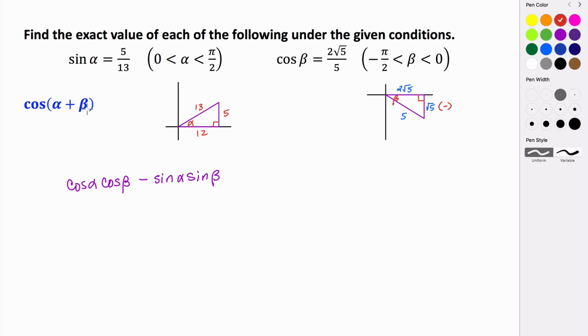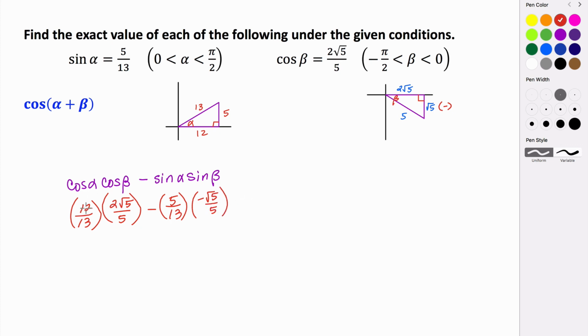If you look at the first triangle with alpha, the cosine of alpha is 12 over 13. So 12 over 13 times the cosine of beta, which is 2 rad 5 over 5. All that minus the sine of alpha, which is 5 over 13, and the sine of beta is going to be negative rad 5 over 5.